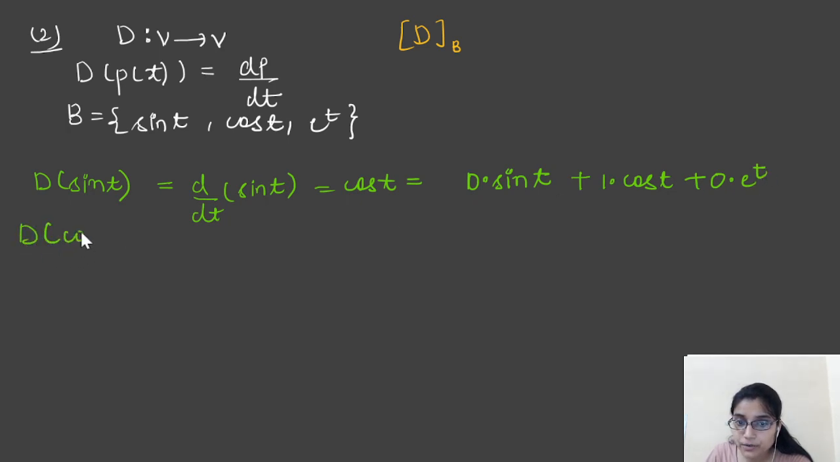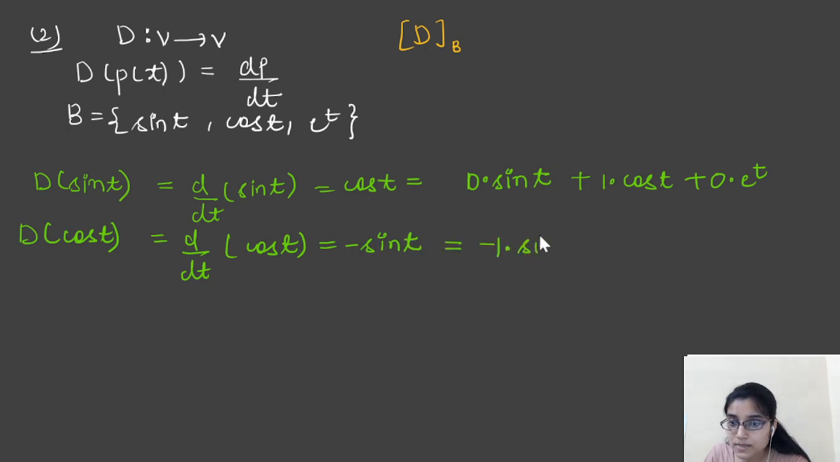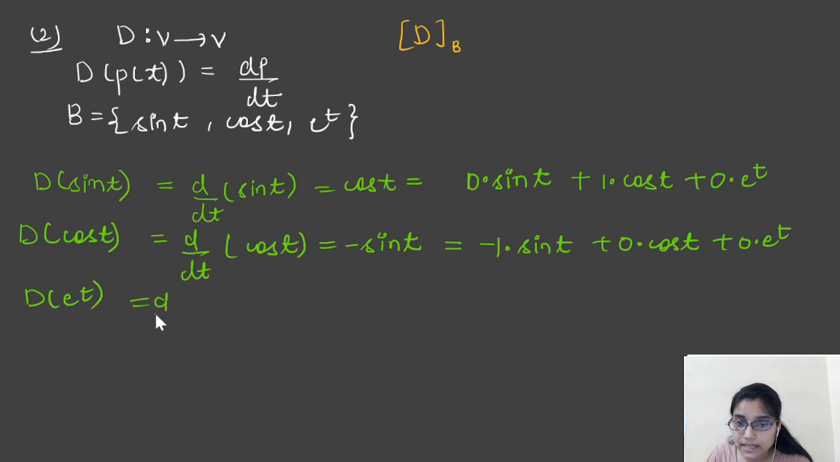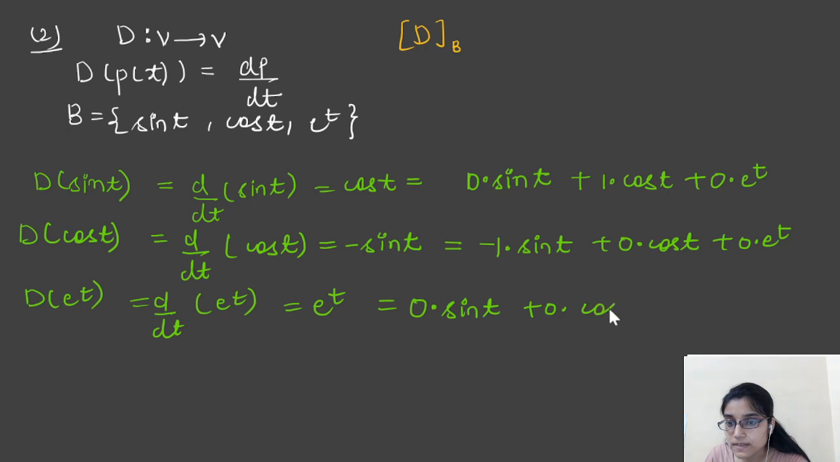Then you have to find d of cos t, which is nothing but d by dt of cos t, and this is minus sin t. Then this is going to be minus 1 times sin t plus 0 times cos t plus 0 times e raised to the power t. Then the derivative of e raised to the power t is e raised to the power t, this is going to be 0 into sin t plus 0 into cos t plus 1 into e raised to the power t.